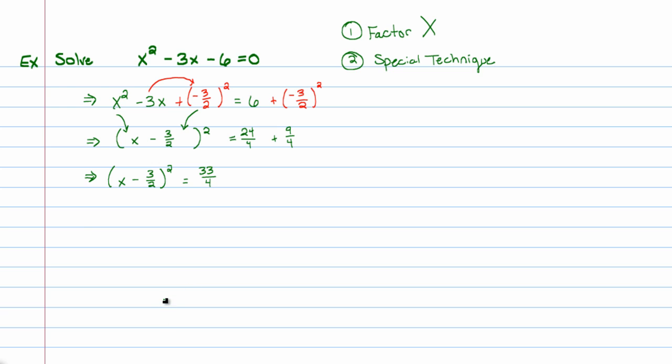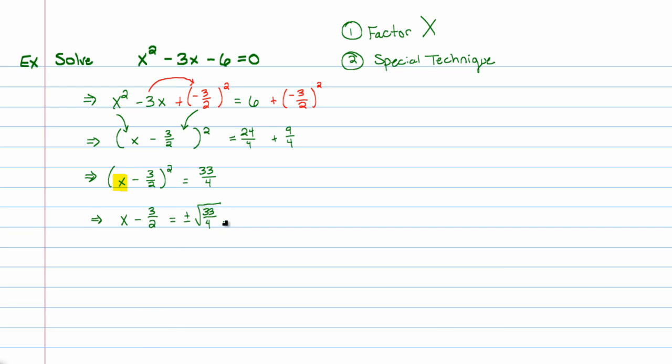33/4. At this time, I'll go ahead and notice that I only have one version of my variable here instead of the two versions, the square and the regular. Now I just have a regular old x. So I can start solving for that by taking the square root of both sides first. On the left-hand side, that would leave me with x minus 3/2. On the right-hand side, I'd have plus or minus the square root of that business there.